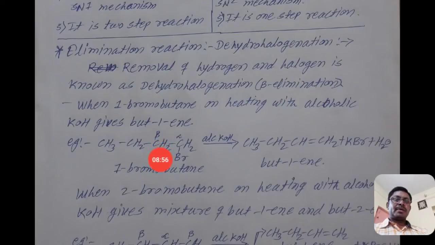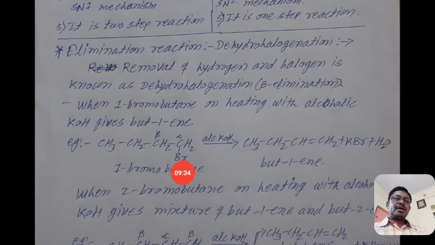The beta carbon atom remains with one electron, and similarly the alpha carbon atom remains with one electron. These two electrons form a double bond, or a pi bond, so we get a carbon double bond. The bromine combines with potassium to give potassium bromide, and the hydrogen combines with the hydroxyl ion of KOH to give H2O. In that reaction, there is elimination of a halogen atom and a beta hydrogen.